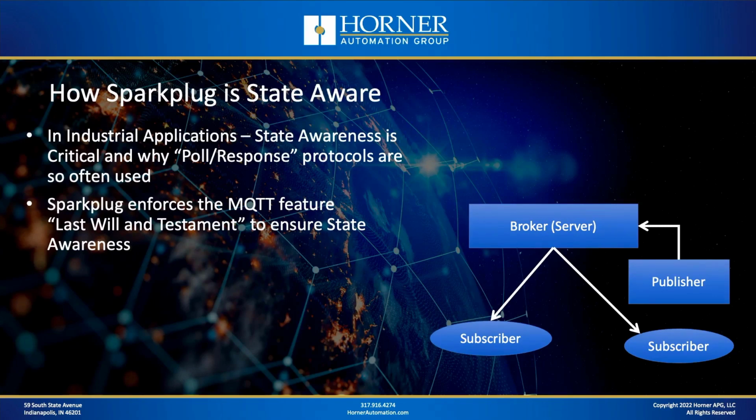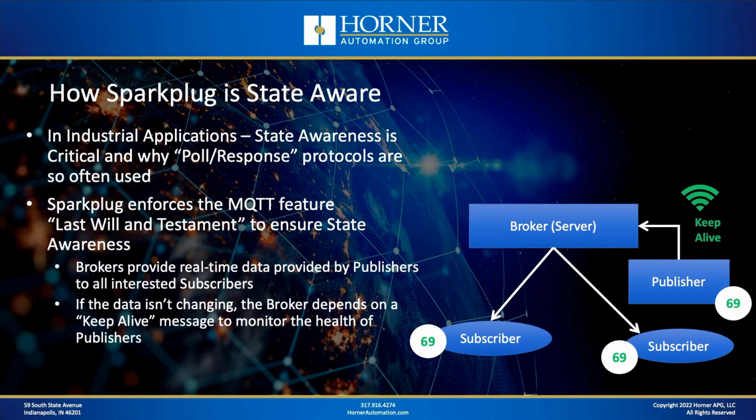Now, the way Sparkplug makes that work in a more robust fashion than what's built into MQTT is it strictly enforces a feature that's built into MQTT called the last will and testament. So how does that work? Well, effectively, what happens is this. If I'm a publisher, and let's say I'm publishing temperature data in a system, publishing a value of 69 degrees, and I'm publishing that data to the broker.